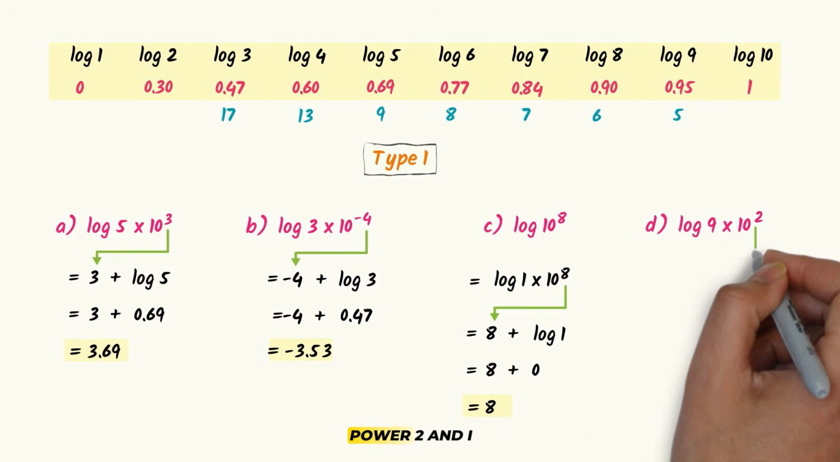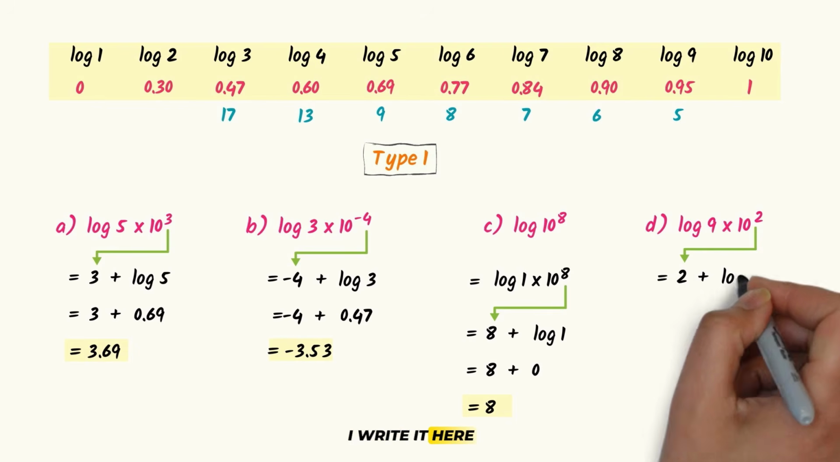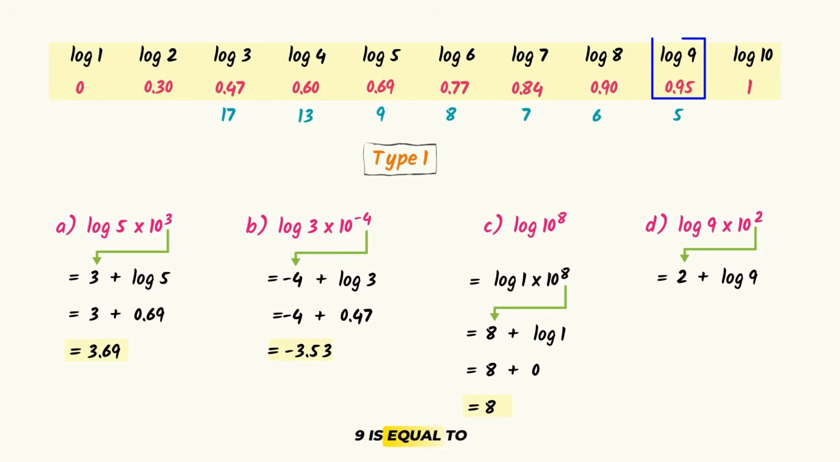Finally, I take this power 2 and I write it here. Plus, the remaining part is log 9. I write it here. We know that log 9 is equal to 0.95. I write 2 plus 0.95. After calculation, I get 2.95. Thus log 9 into 10 raised to the power 2 is equal to 2.95. Hence, note down these important questions.